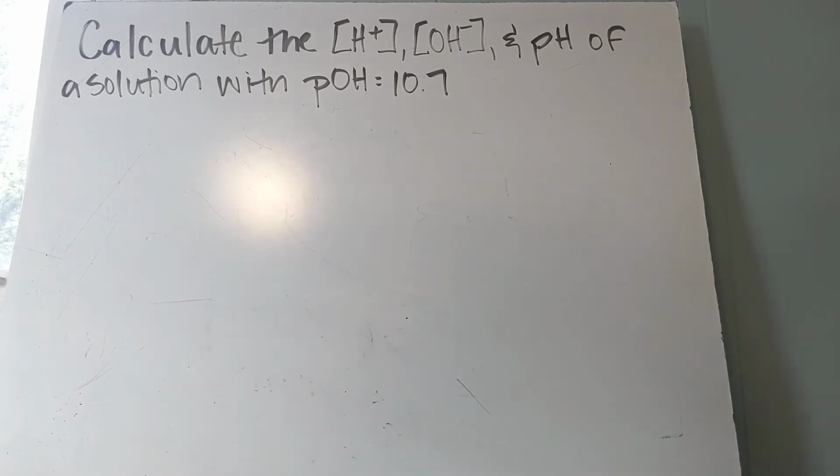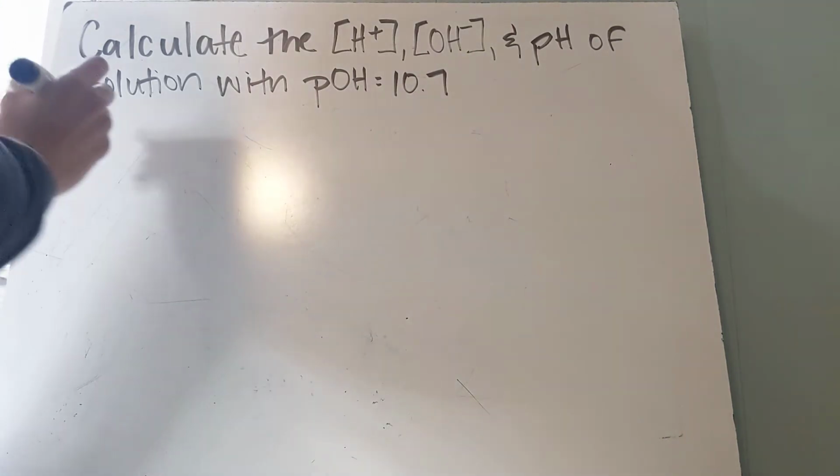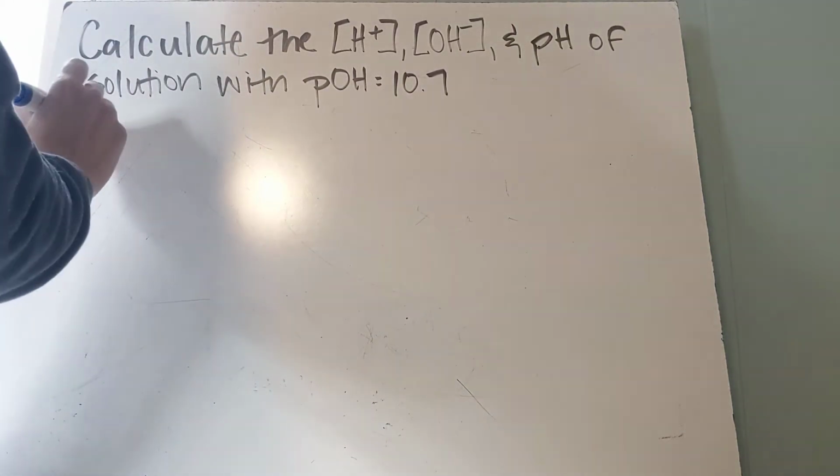Calculate the H plus, OH minus, and pH of a solution with pOH of 10.7. All right. I'm going to go about this fairly similarly, but just in case we need some freshening up on our calculation skills, I will change up a little bit. So first, I'm going to calculate the OH minus concentration using my pOH.